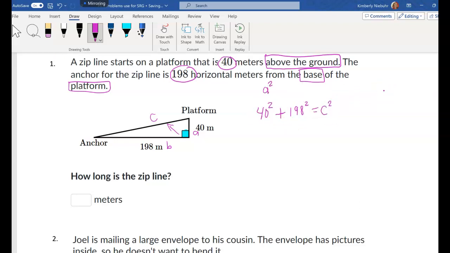A squared plus B squared equals C squared, doesn't it? That's the Pythagorean theorem. We know what A is. It's 40, so we're plugging it in for A. We know what B is. It's 198 meters, so we're plugging it in for B. We do not know what C is. We're solving for C. Okay, so whenever we do not know what C is, we're going to have to, yes, subtract.